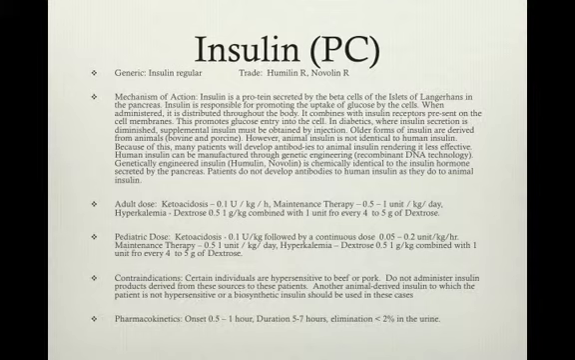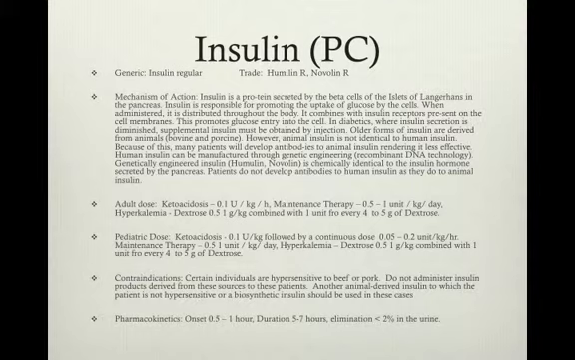Human insulin can be manufactured through genetic engineering, recombinant DNA technology. Genetically engineered insulin, Humulin and Novolin, is chemically identical to the insulin hormone secreted by the pancreas. Patients do not develop antibodies to the human insulin as they do animal insulin. And the adult dose in this for ketoacidosis is 0.1 unit per kilogram per hour, and then maintenance therapy after that of 0.5 to 1 unit per kilogram per day.